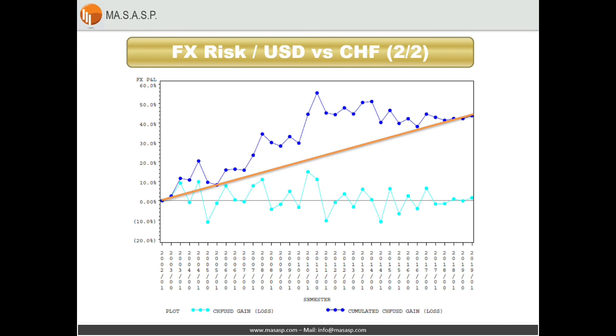The MASASP Forex component provides detailed scorecards for all the major currencies in order to assess whether consistent Forex exchange risks exist and whether it is worth to resort to underfunding in order to mitigate them.